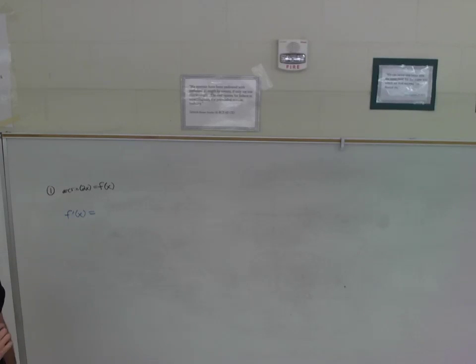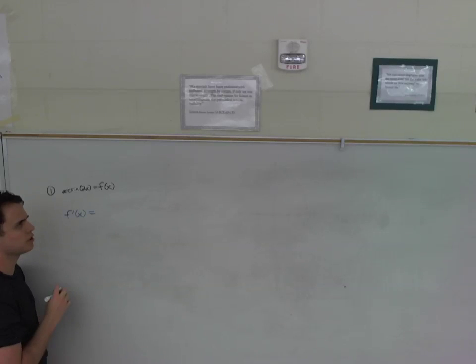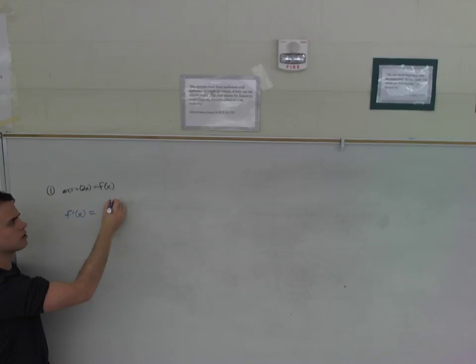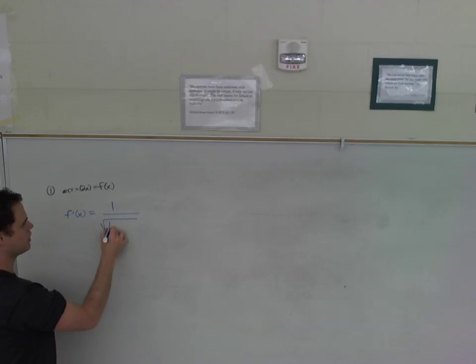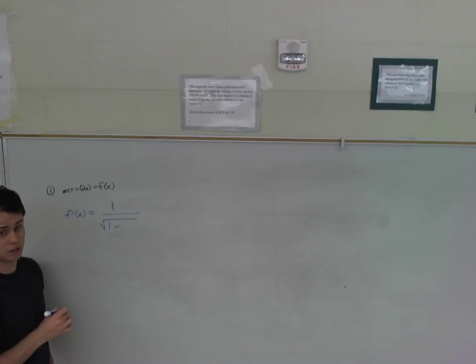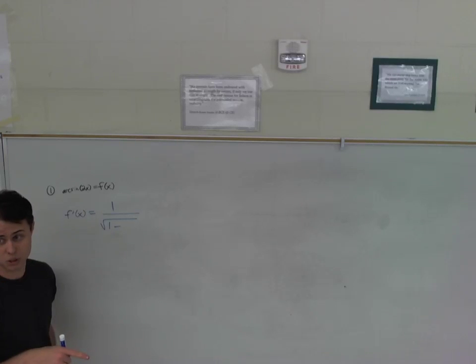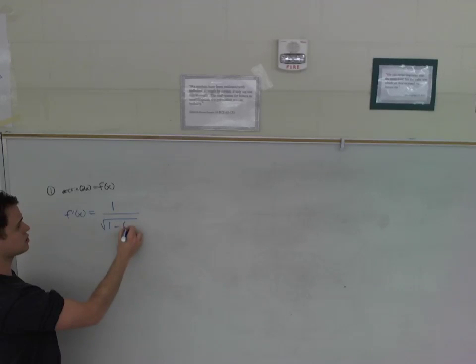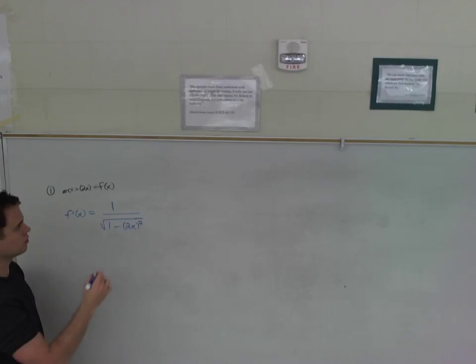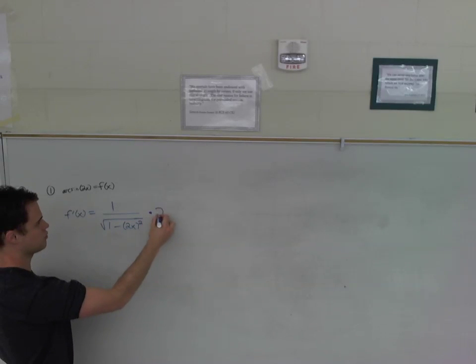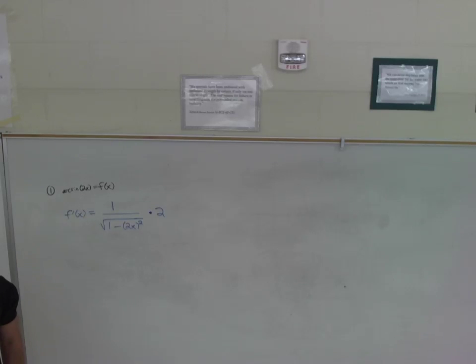Okay, so I think we're going to want arc sine. We go 1 over the square root. Now is this one x squared minus 1 or the other way? It's 1 minus the thing squared, right? We've got a chain rule, so 1 minus the thing squared, times 2. Chain rule. We okay?